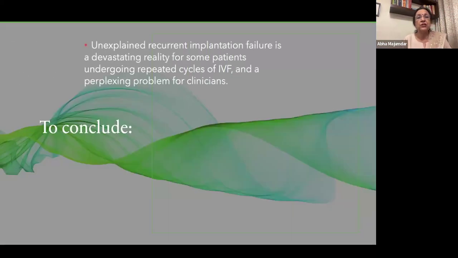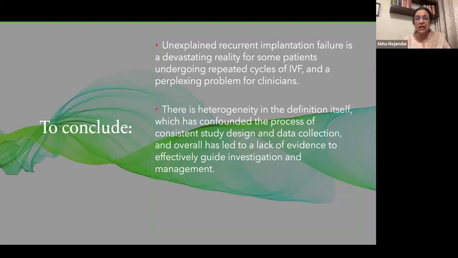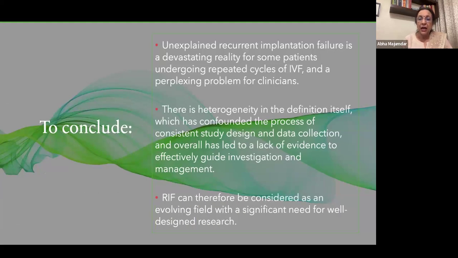Having said that, I would say to conclude, unexplained recurrent implantation failure is a devastating reality for some patients undergoing repeated cycles of IVF and a perplexing problem for clinicians. There is heterogeneity in the definition itself, which has confounded the process of consistent study design and data collection, and overall has led to a lack of evidence to effectively guide investigations and management. Last of all, RIF can therefore be considered as an evolving field with a significant need for well-designed research.